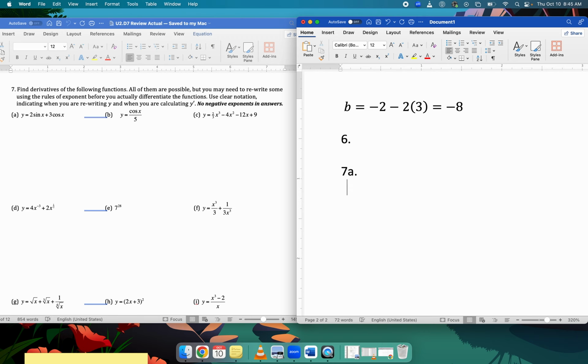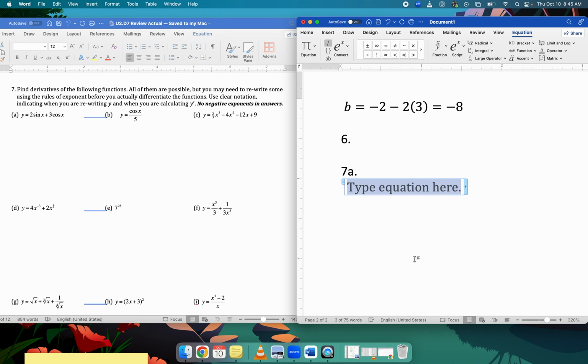Okay, so 7a. Do I need to rewrite this? No, it's ready to go. This is just y prime is 2 cosine x. Derivative of cosine is negative sine, so that second term is going to be -3 sine x.